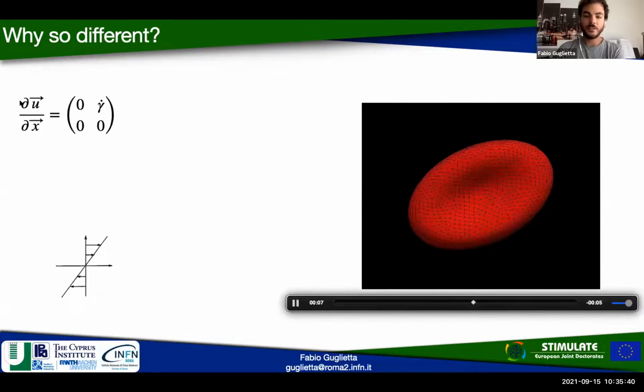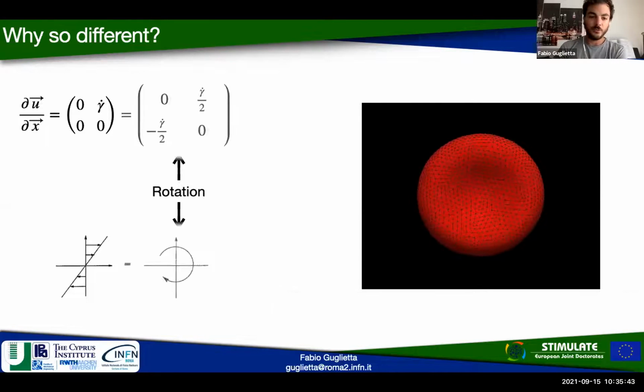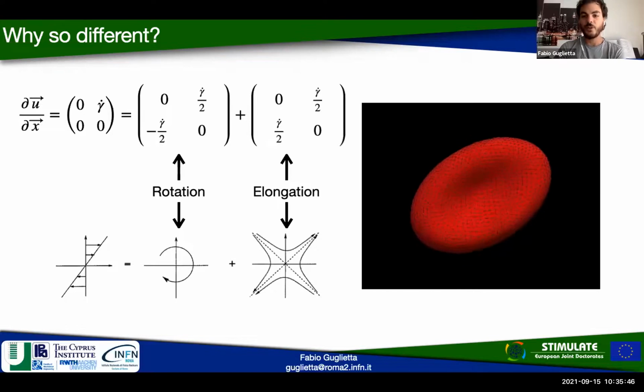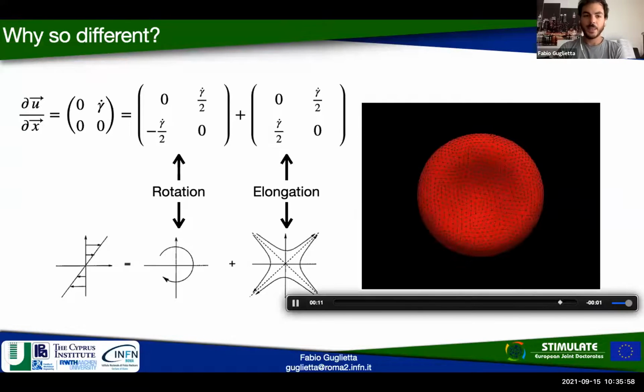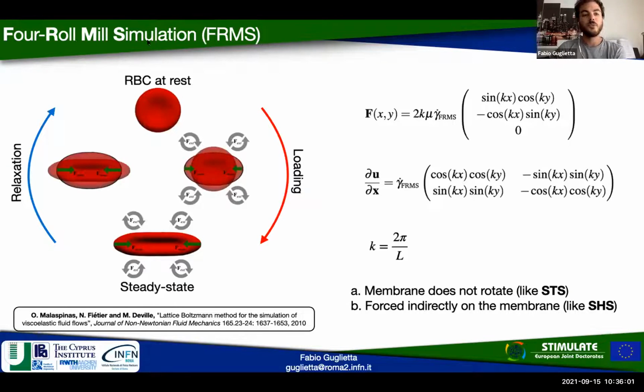If we look at the velocity gradient, we can split it into parts, one accounting for the rotation and the other one for the elongation of the membrane. What we want to do now is to perform a simulation which removes this rotation and has only the elongation part. To do so, we perform this 4-roll mill simulation, where there are 4 rotating cylinders deforming the red blood cell by the flow. So now the membrane does not rotate anymore. This is like the stretching simulation, but now the force is not directly put on the membrane, so it is like the shear simulation. This is a mixture of the two simulations.